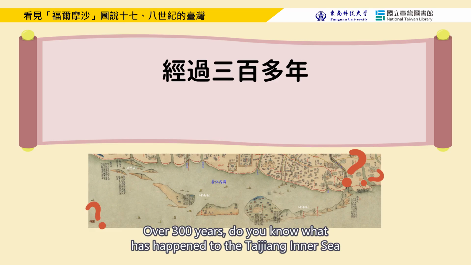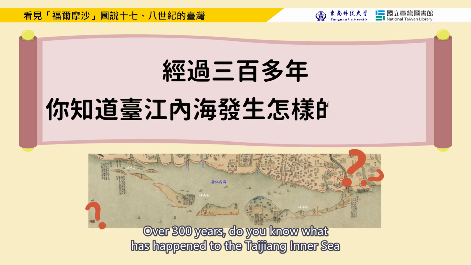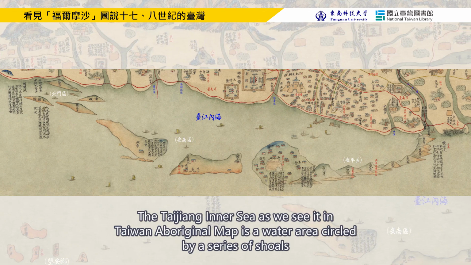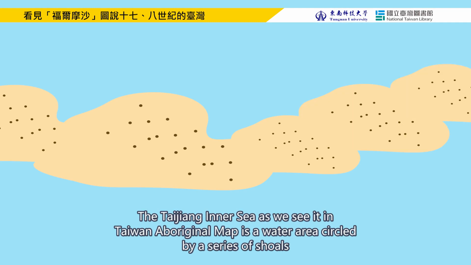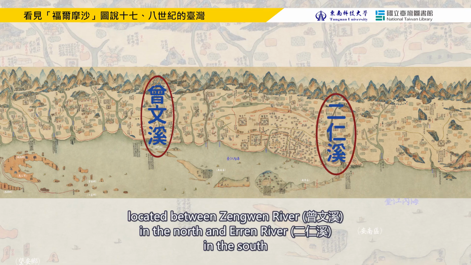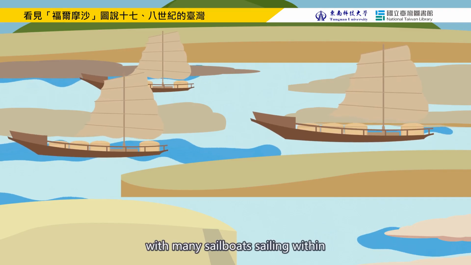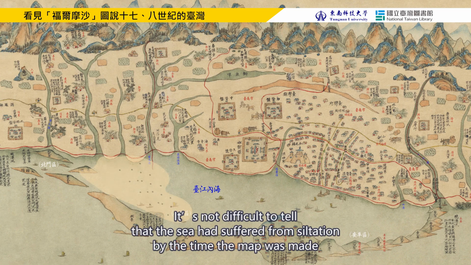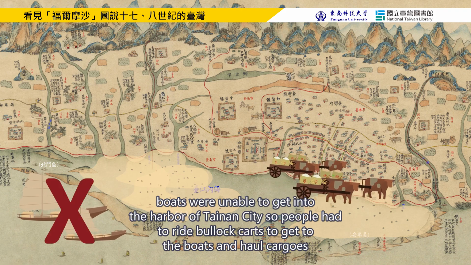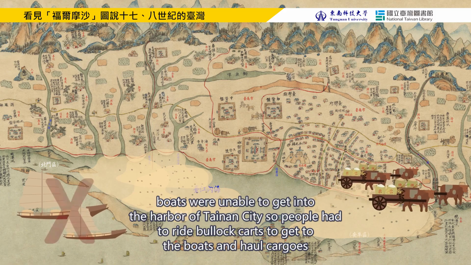Over 300 years, do you know what has happened to the Taijiang Inner Sea? The Taijiang Inner Sea, as we see it in Taiwan Aboriginal Map, is a water area circled by a series of shoals located between Zhengwen River in the north and Erren River in the south, with many sailboats sailing within. It's not difficult to tell that the sea had suffered from siltation by the time the map was made. As you can see, boats were unable to get into the harbor of Tainan City, so people had to ride bullock carts to get to the boats and haul cargoes.